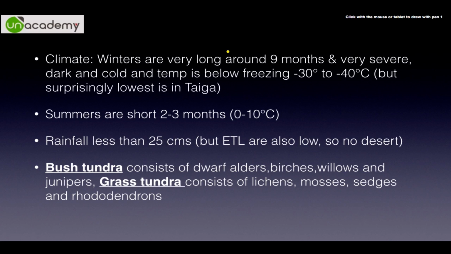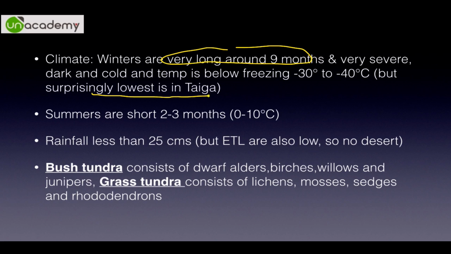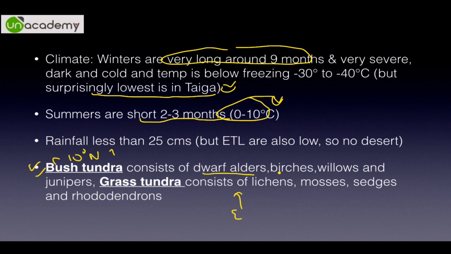Now for the climate, winters are extremely long, around 9 months, but surprisingly they are not very cold as compared to Taiga, where the coldest temperature is recorded. Now summers are very short, where the temperature is 0 to 10 degrees Celsius. Obviously I have told you about the 0 degree isotherm and 10 degree isotherm. So as you move from, let's say, the equator towards north, first you will identify bush tundra at the 10 degree isotherm, which consists of dwarf elders, birches, willows, and junipers, while grass tundra will consist of lichens, mosses, sedges, and rhododendrons.